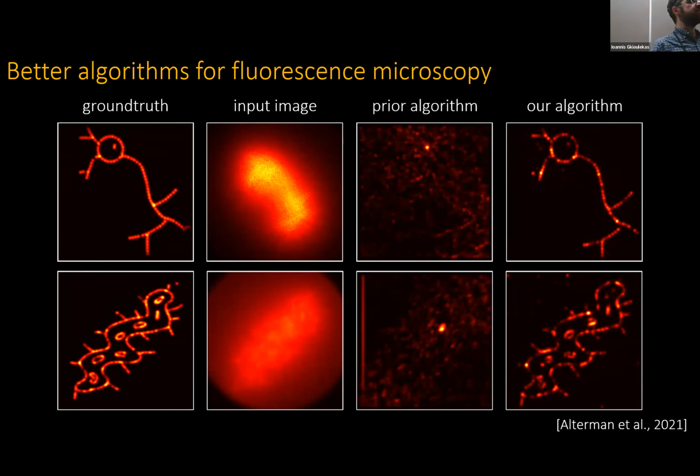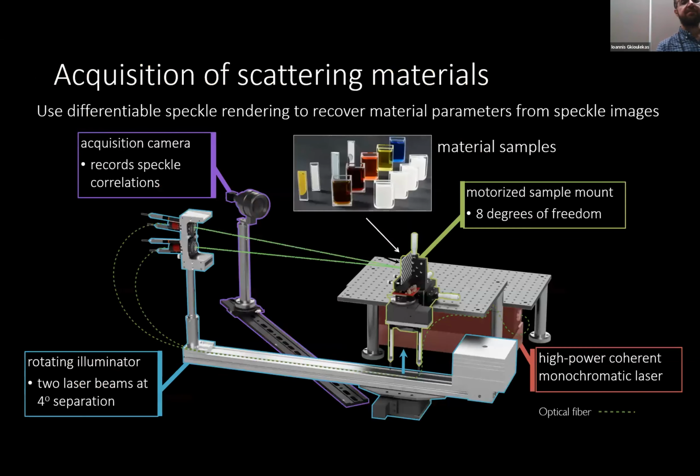We now have this very strong signal, the correlation of speckled images, that we know also how to simulate and evaluate. So we can start using this for other tasks. For example, one kind of project that we have going on right now is trying to use this kind of speckled images to acquire scattering material.